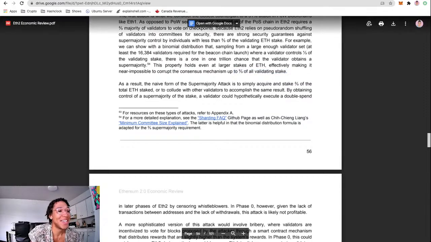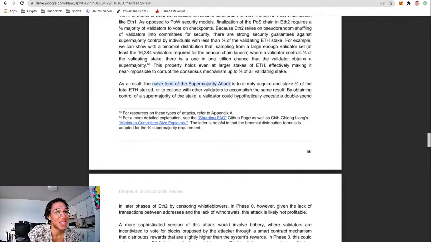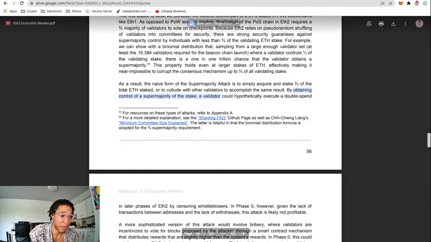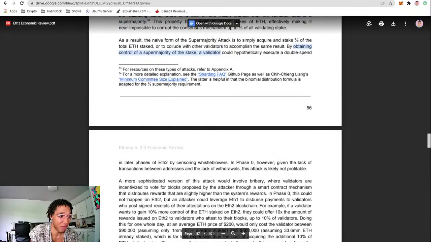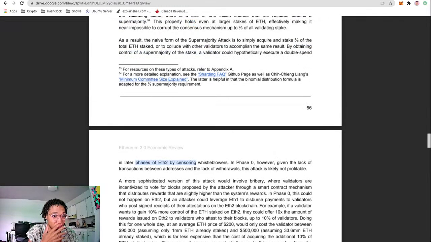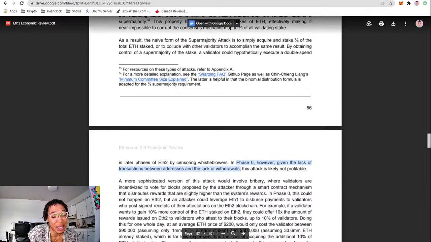As a result, the naive form of the supermajority attack is to simply acquire and stake 2/3 of the total ETH staked, or to collude with other validators to accomplish the same result. By obtaining control of a supermajority of the stake, so supermajority just being 2/3 or more, a validator could hypothetically execute a double spend in later phases of ETH2 by censoring whistleblowers. In phase 0, however, given the lack of transactions between addresses and the lack of withdrawals, this attack is likely not profitable.